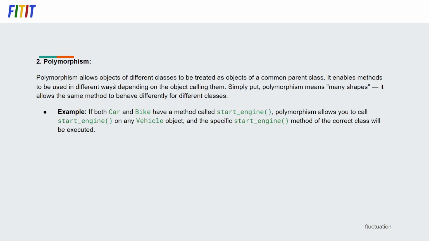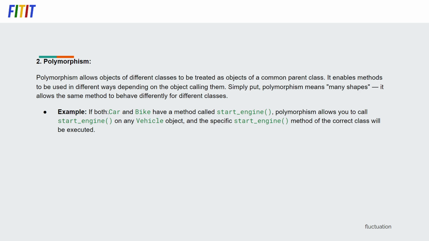2. Polymorphism. Polymorphism allows objects of different classes to be treated as objects of a common parent class. It enables methods to be used in different ways depending on the object calling them. Simply put, polymorphism means many shapes. It allows the same method to behave differently for different classes.